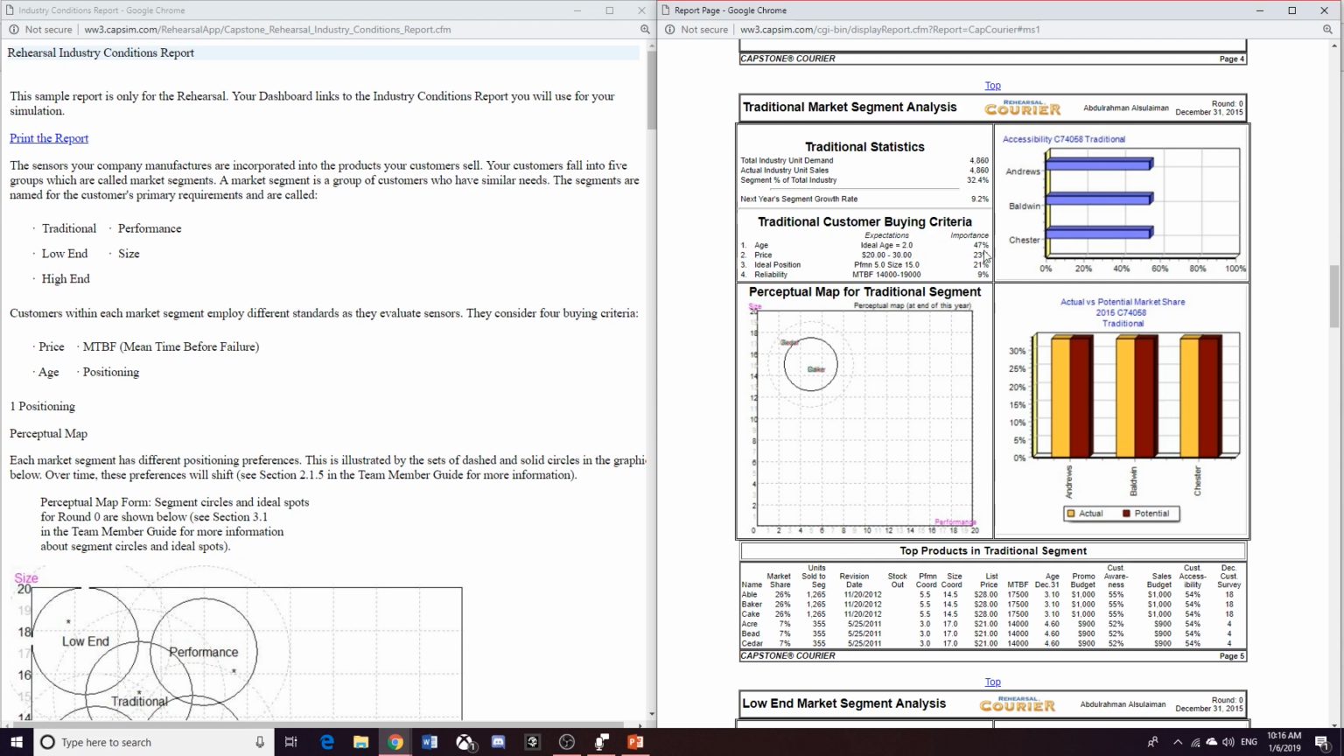Now, what I'm saying right now, I'm saying this just to make you understand. It's not like 47% want to buy your product. It's not like that. It's more like how the customer buying criteria will be calculated.